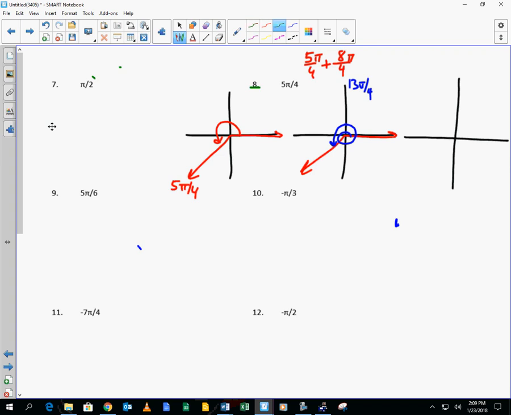Now I want to do one that's negative. 5 pi over 4 minus 8 pi over 4, and I would get, very good, negative 3 pi over 4. And that's it. There we go.